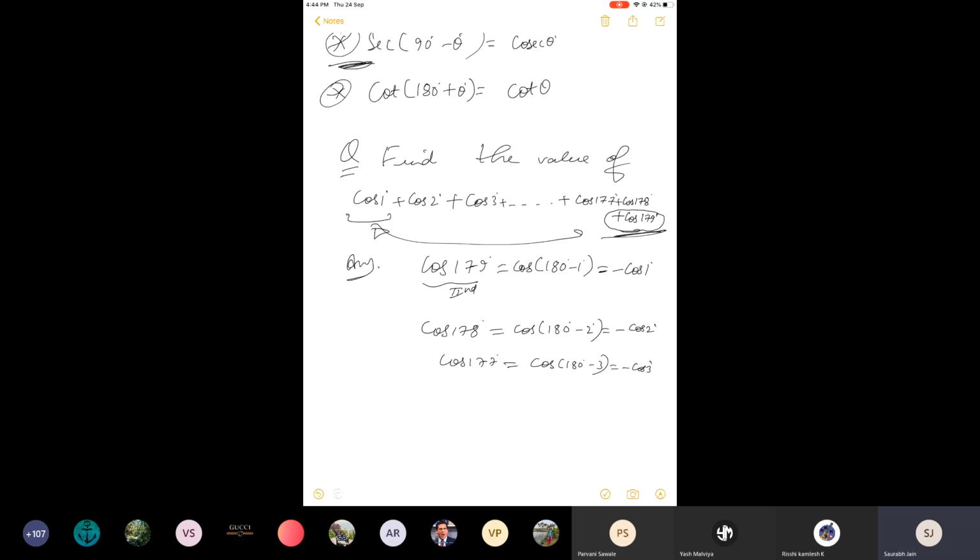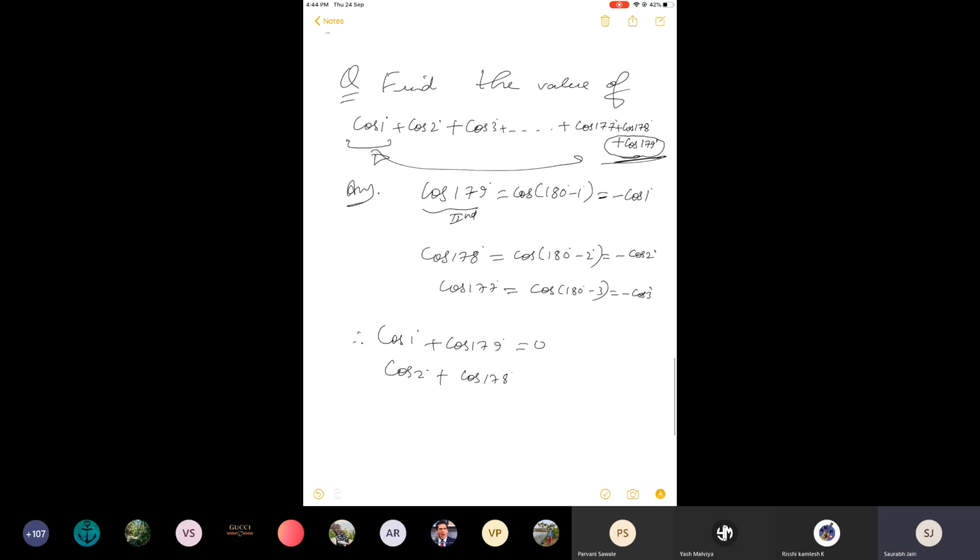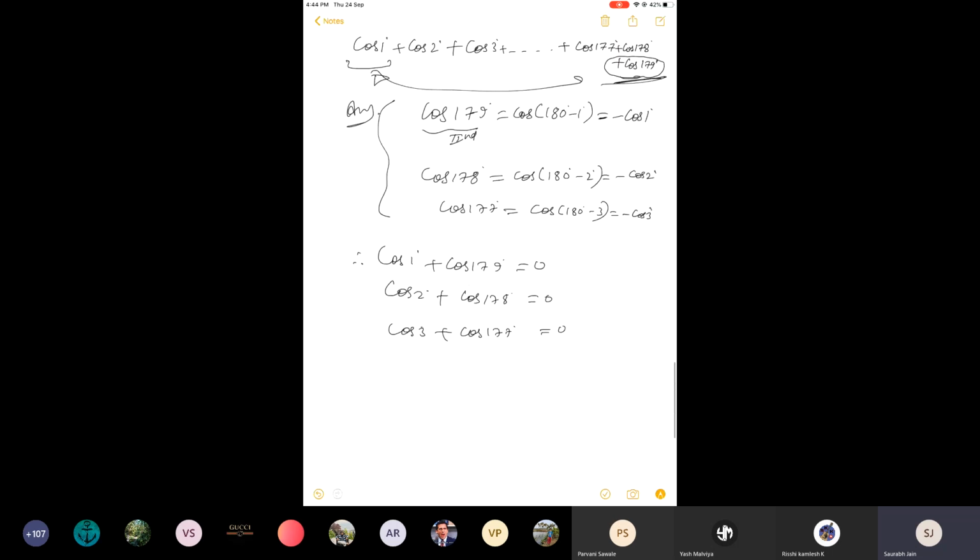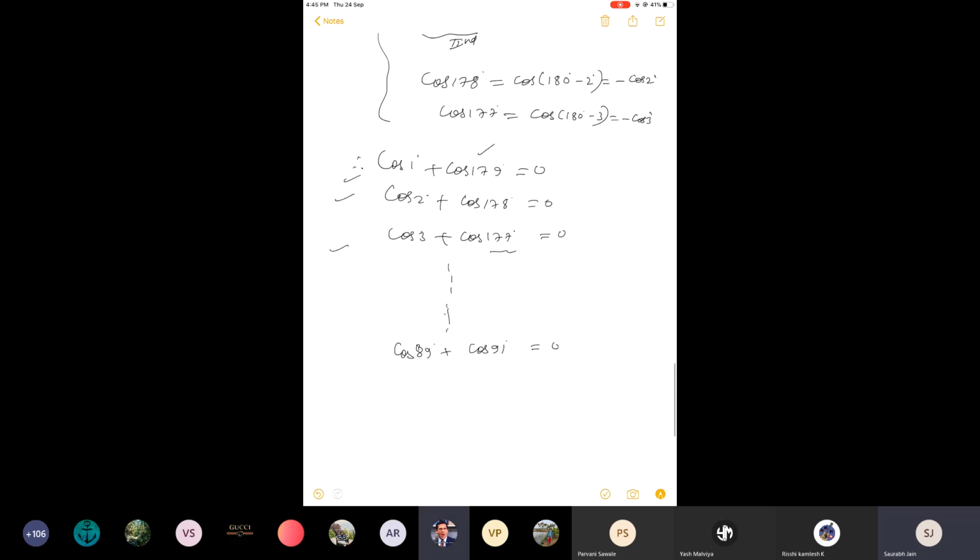Cos 1 degree plus cos 179, 0. Cos 2 degree, cos 178 degree, 0. Explanation is here. Cos 3 degree. So what do you think? We are increasing angle by 1 degree and decreasing by 1 degree here. This will go on. Do not write all the terms. It's not possible. So how to proceed? In the left side terms, increase angle by 1 degree. In the right ones, decrease angle by 1 degree. So you can go on writing it like this. It will become 89 here and 91 degree here. It will be 0.